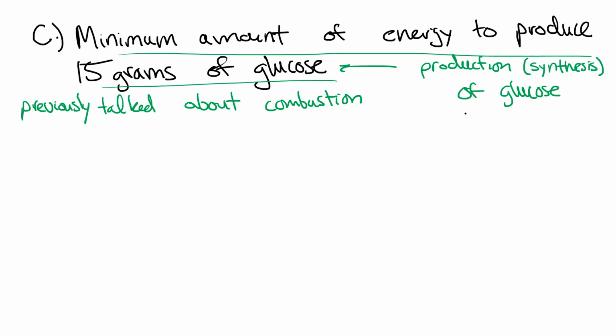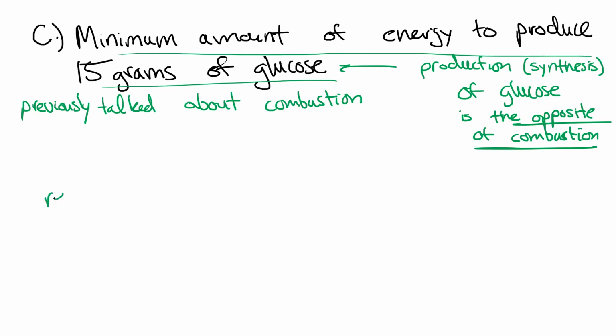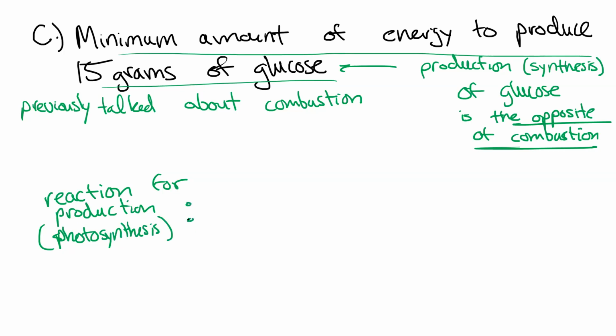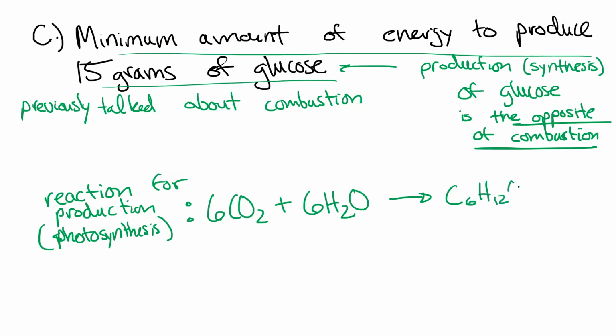Okay, so the production of glucose is the opposite of combustion. So what that means is the reaction for production, also known as photosynthesis, is going to be the opposite reaction. It's going to be 6 CO2 plus 6 H2O, giving you C6H12O6 plus 6 O2. And it's going to require, what was it?